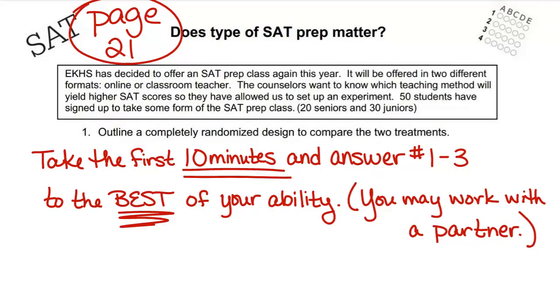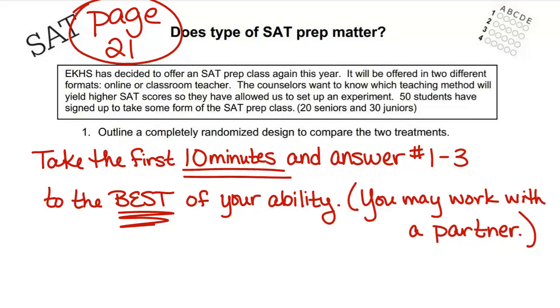All right, let's see what you guys came up with for the completely randomized design to compare the two treatments. So what's the first thing we would need to do if we are outlining a completely randomized design? Yes. We need to have a process to randomize it. So how do you guys want to randomize these?